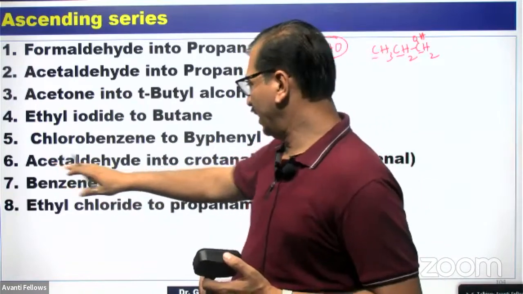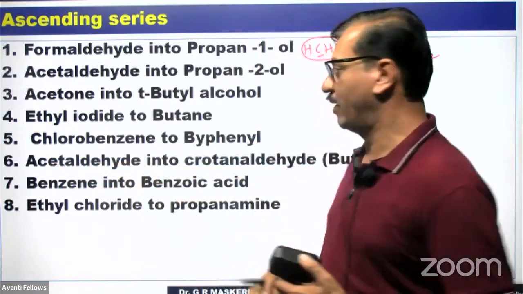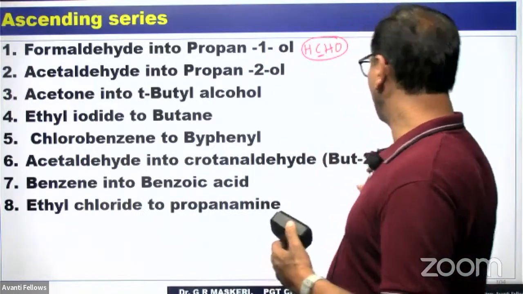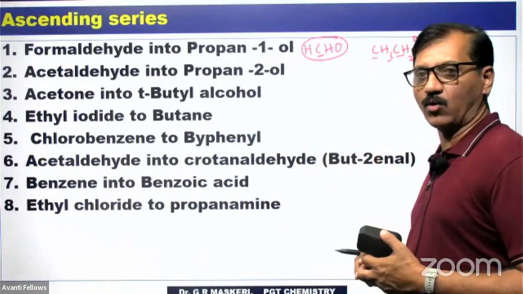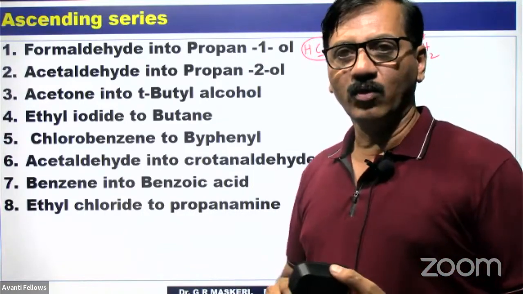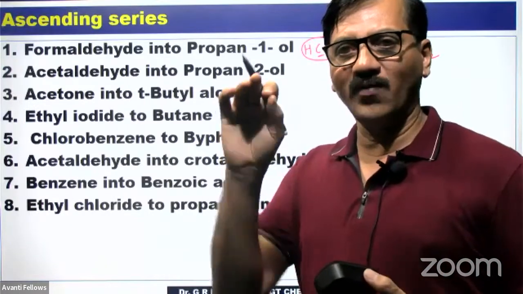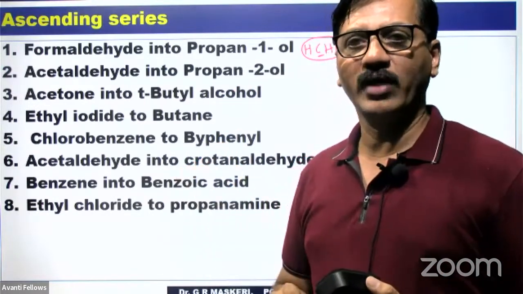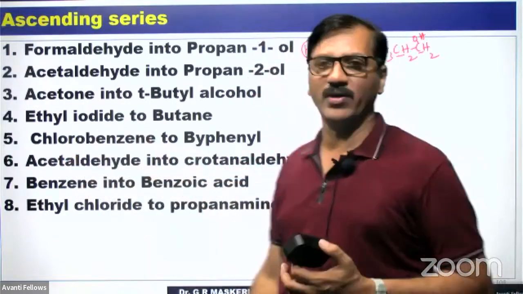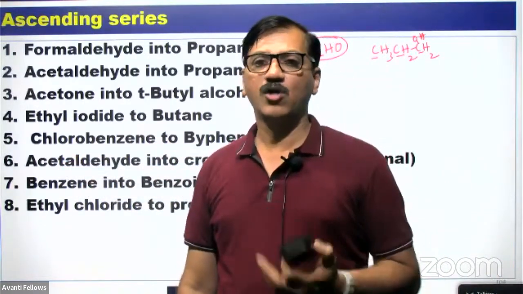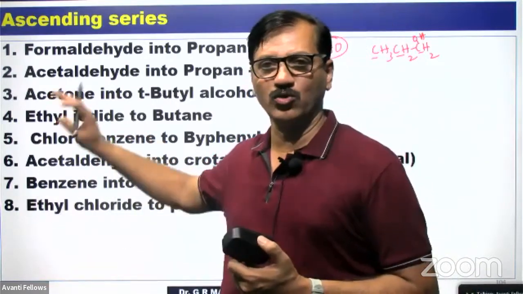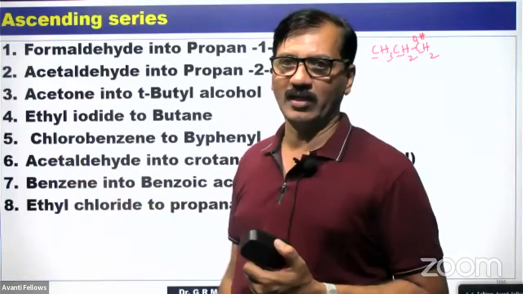Now, acetaldehyde into crotonaldehyde. Crotonaldehyde is the common name, but-2-enal. Aldol, you know that. When aldol is heated, you get the enal. Therefore, in ascending series we also use aldol condensation. So for doubling the carbon atoms, we use Wurtz reaction and aldol condensation.